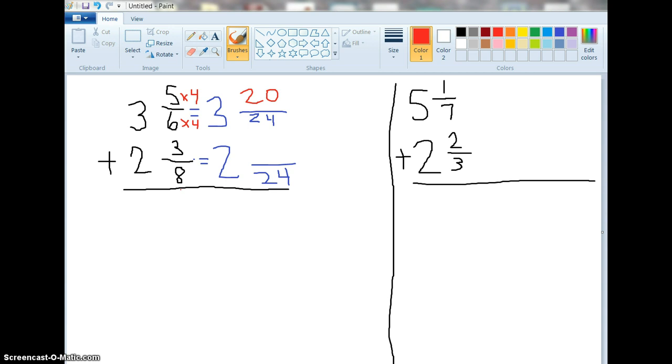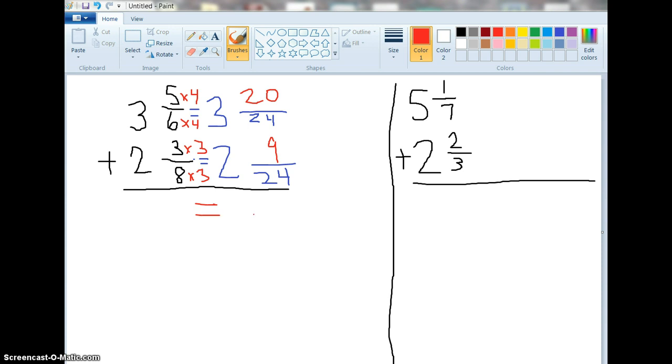Do the same thing with the other two denominators. How much could 8 go into 24? Right, that will go 3 times. So we multiply 3 also by 3. And that will give us 9 for the other numerator.